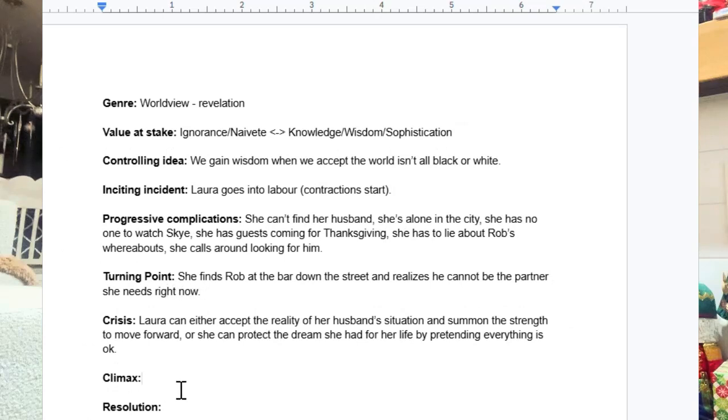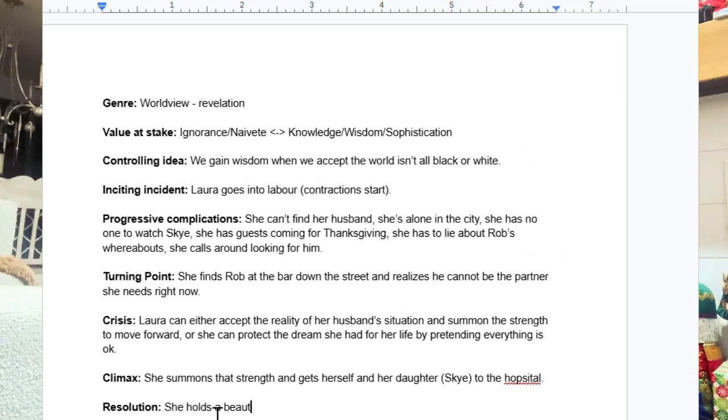And so that's when she gets to her crisis: does she lose it? Does she freak out? Does she get really mad? What does she do? Or does she take control of the situation, find her power and her strength, and keep going? The climax is she finds her power and her strength, and in the resolution, she has a beautiful baby, and she's like, things are going to be okay.